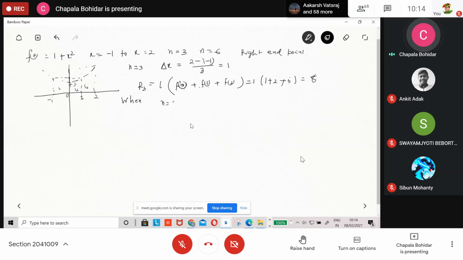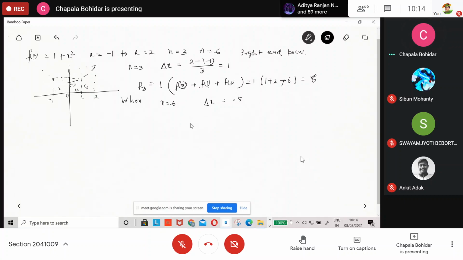N is equal to 6. The value of del x is equal to 1 by 2, 0.5 or 1 by 2 you can say. Okay?